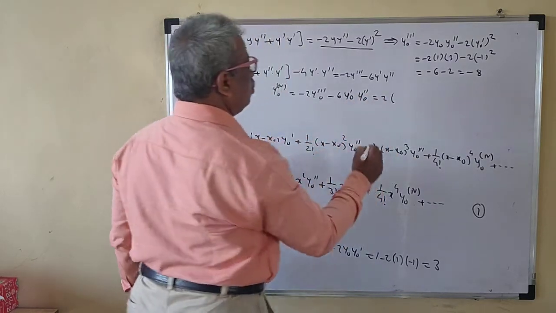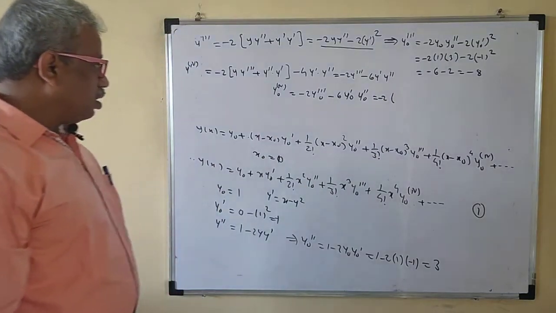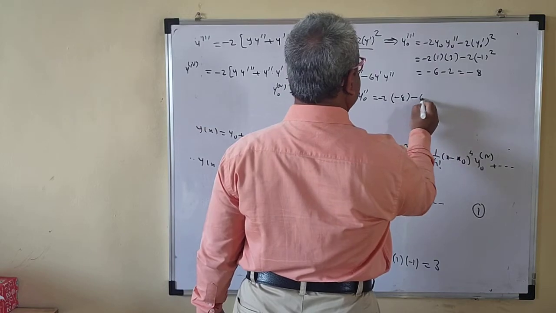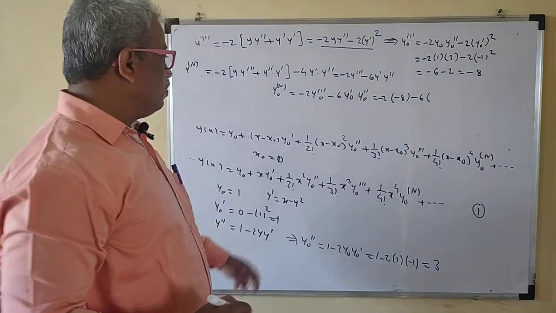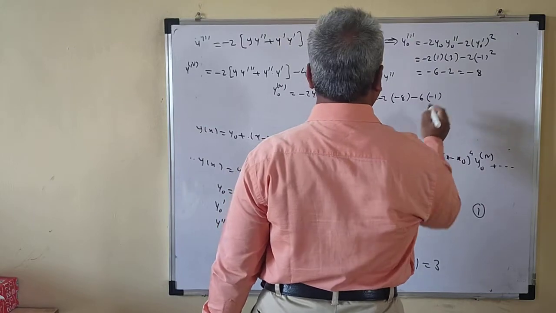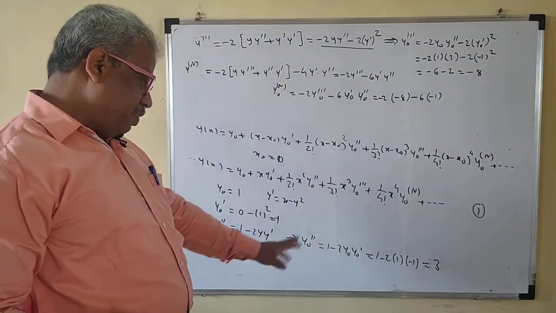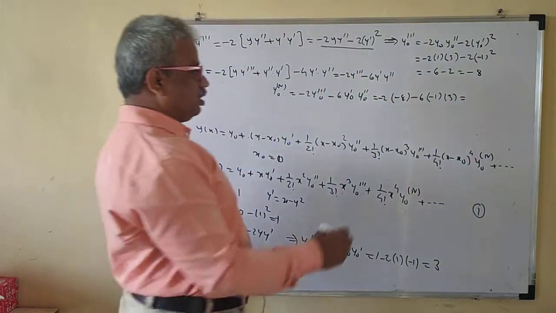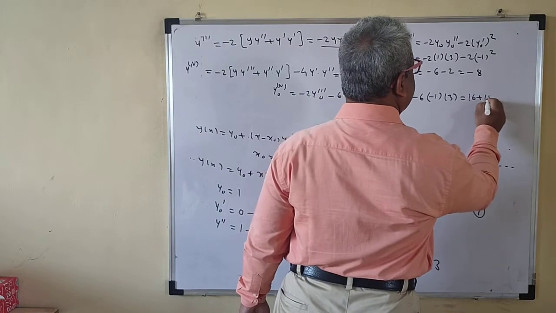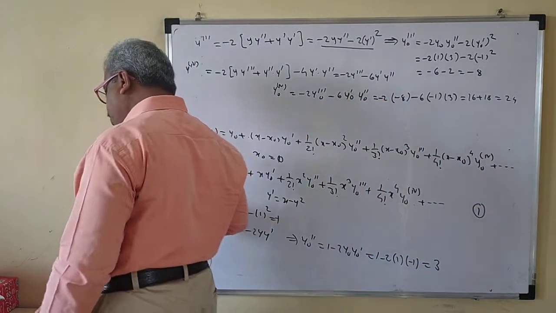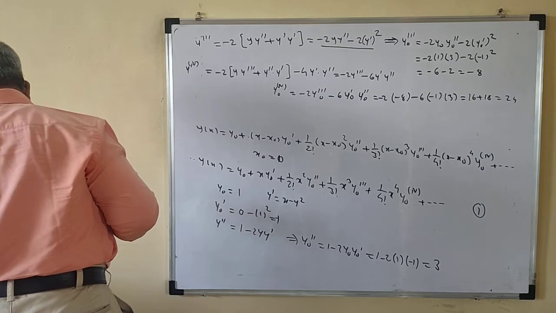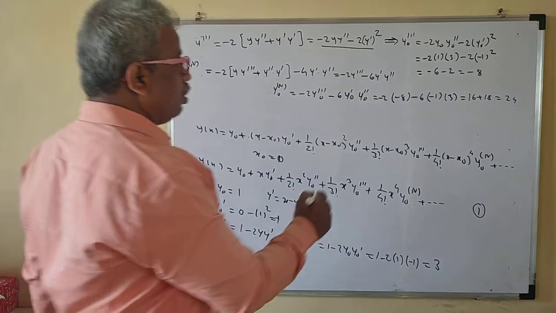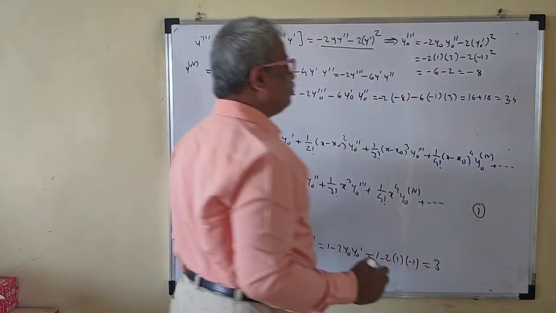Okay. So what is the third derivative? Third derivative is minus 8. Minus 6, y naught prime is minus 1, and y naught double prime is 3. Okay. So this is 16 plus 18. So this is, oh, not 24, 34. This is 34.